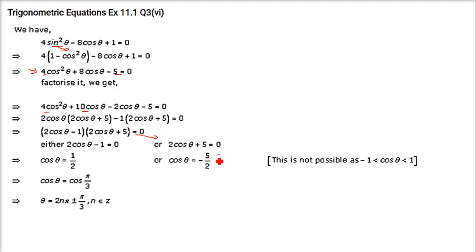But this is minus 2.5 and this is unachievable. This minus 2.5 will never be a value of cos, because cos theta always lies between minus 1 and 1. So this value is discarded. Coming to this one, 2 cos theta minus 1 equal to 0, that is cos theta will be 1 by 2. And 1 by 2 we can write simply as cos 60 degree, that is cos pi by 3. So cos theta is cos pi by 3, that means theta will be equal to 2 n pi plus minus pi by 3.